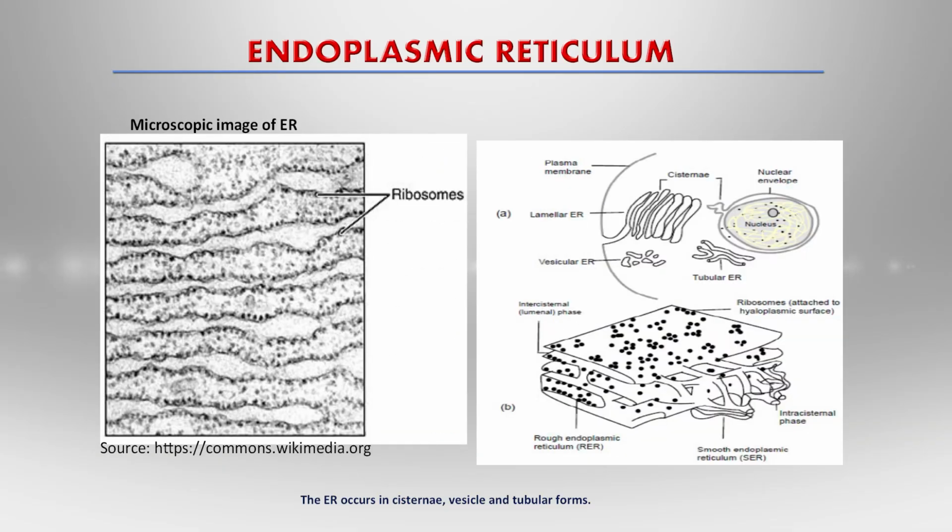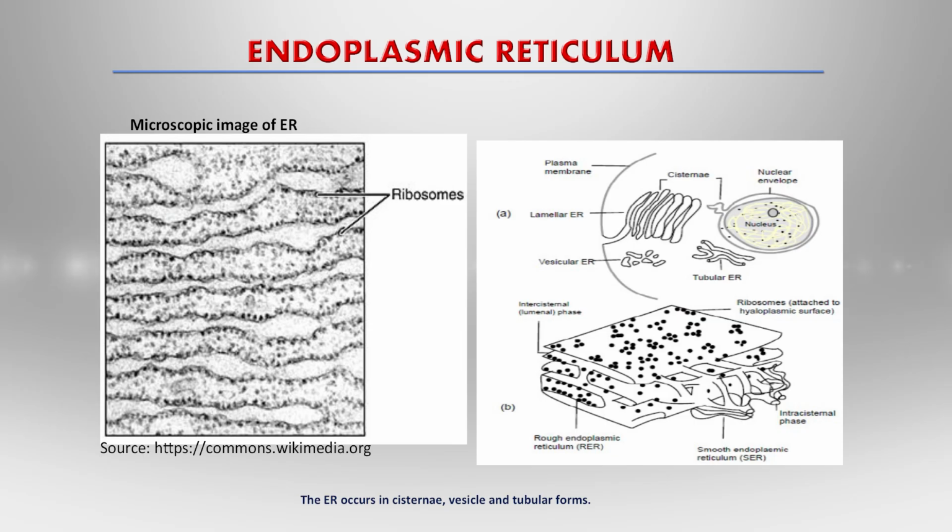Let us learn another important subcellular organelle. It is the endoplasmic reticulum. The endoplasmic reticulum is a network of membranes which is present in three forms: cisternae, vesicles and tubular forms. It is a long network of endoplasmic reticulum which is suspended in the cytoplasm. There are two types of endoplasmic reticulum, defined by the presence of ribosomes.